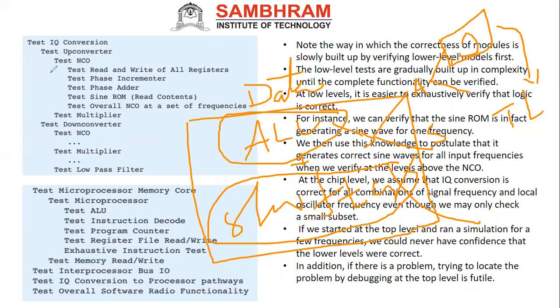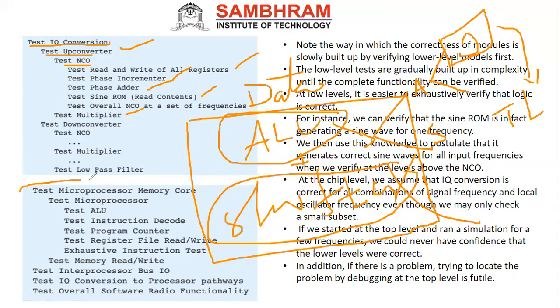That is the example they chose here. That is why, testing the up converter, we are going to test the NCO. Under this test of the NCO, all the registers, read and write, will be regression tested. These are repeated: phase incrementer, phase adder, sine ROM, then test the multiplier, then the down converter, again the same set will be there. So the up converter will be checked, because when I go for testing IQ conversion, that has an up converter and a down converter. First the up converter, in that the NCO will be checked, the same way the down converter NCO.